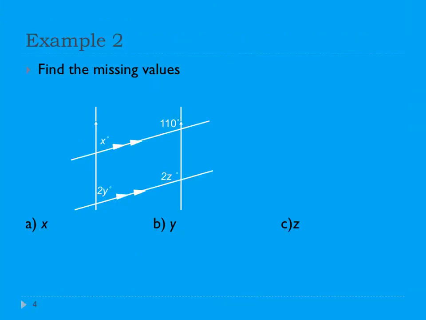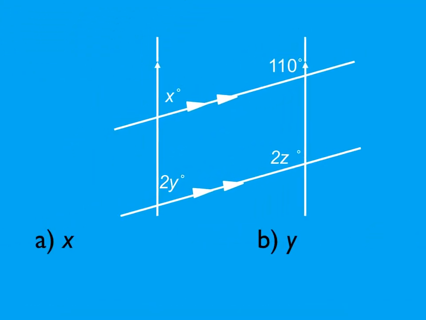All right, this time it's asking us to find the missing values. It's asking us to find X, Y, and Z. Notice the little arrows. So I've actually got 2 pairs of parallel lines here. So I've got this green one is parallel to this green one. And then it's also showing me that this one is parallel to this.